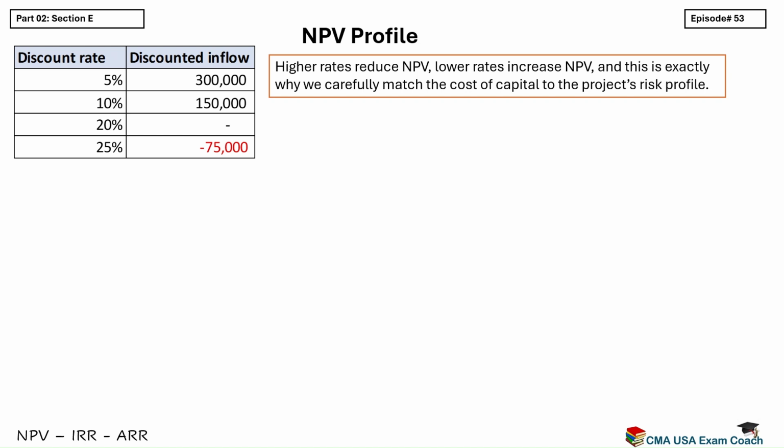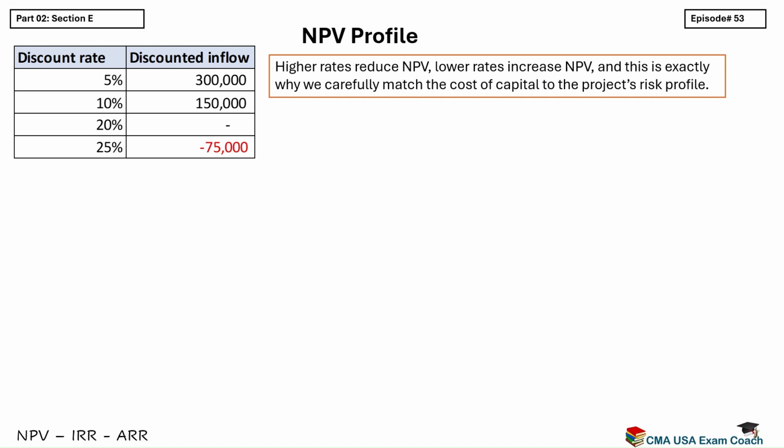So, the key takeaway for you as future managers is that the discount rate is not just a number. It directly reflects the risk and required return, and it has a major impact on whether a project is acceptable or should be rejected. Always remember, higher rates reduce NPV, lower rates increase NPV, and this is exactly why we carefully match the cost of capital to the project's risk profile.